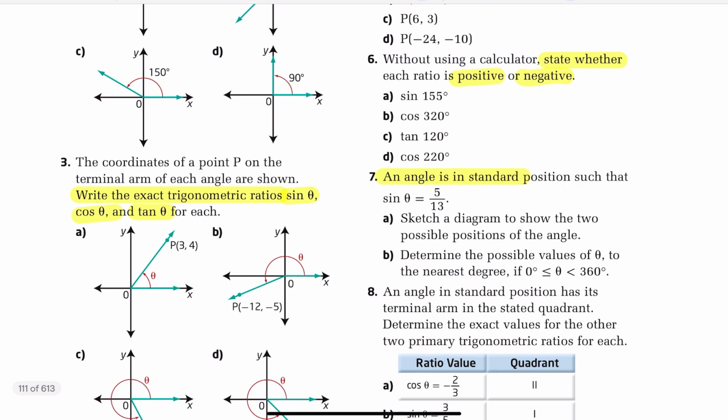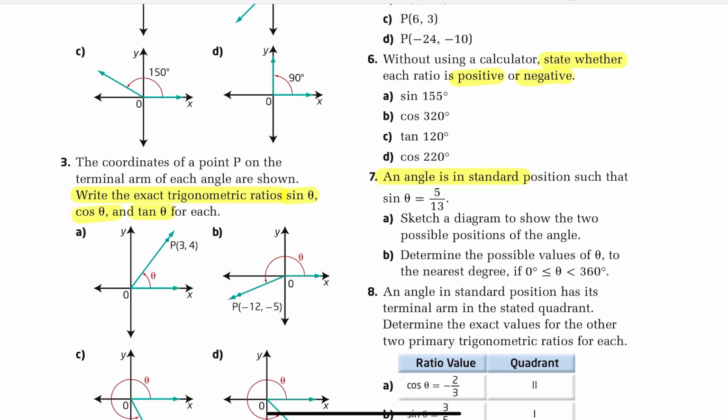One angle is in standard position such that the sine is 5 over 13. So you know that y is 5 and your radius r is 13. You only need to use the Pythagorean theorem to determine your x, which is on the x-axis. And when you find it, you determine the reference angle from that.